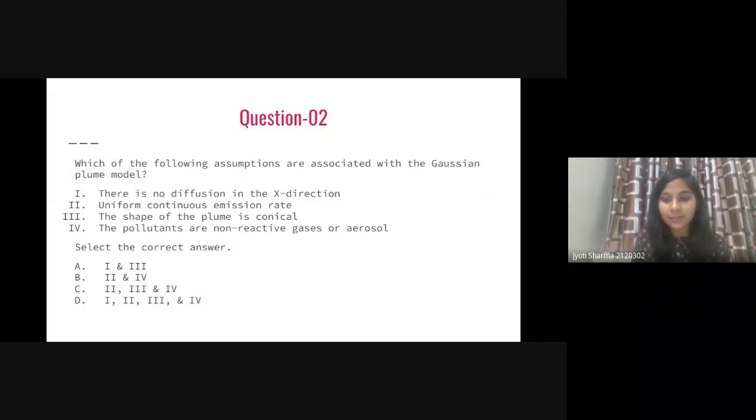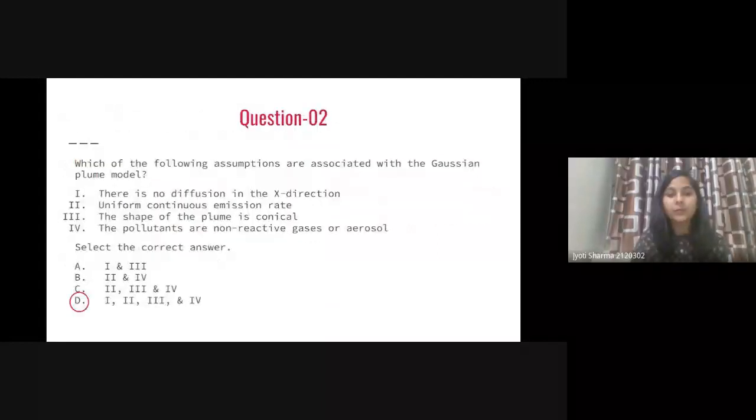Nishant gave me answer D. So, according to Nishant, all the statements are correct. Alka gave me answer D. Okay. Jyoti also gave me answer D. You people are so expert, like every time you gave me the right answer. Anyway, so the answer is D. All of these statements are correct.